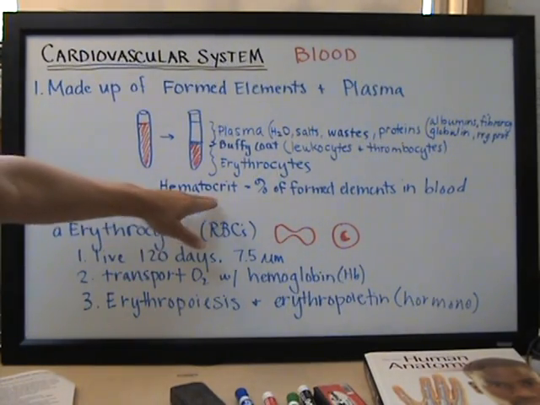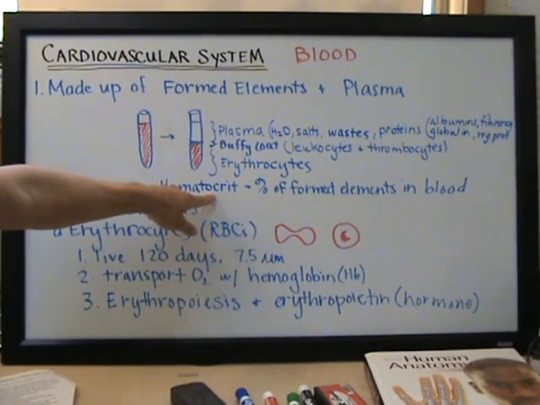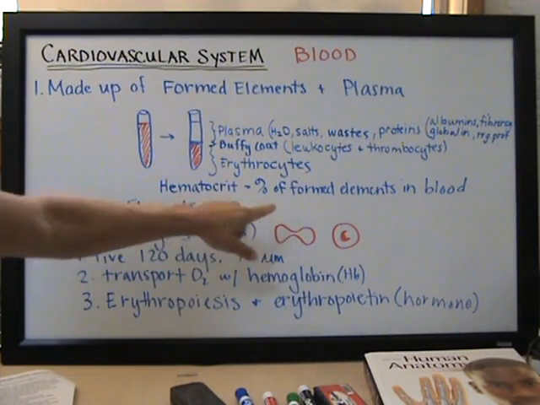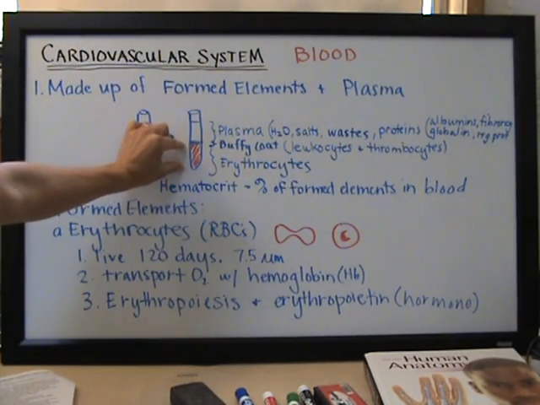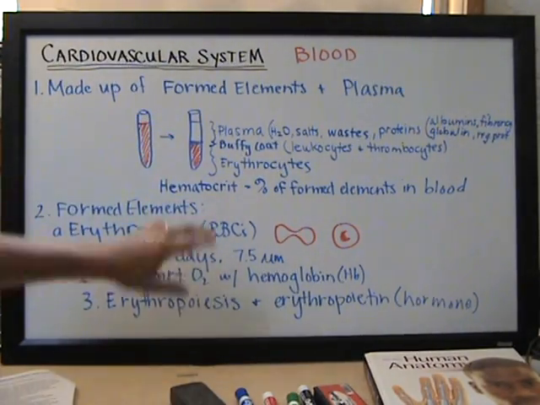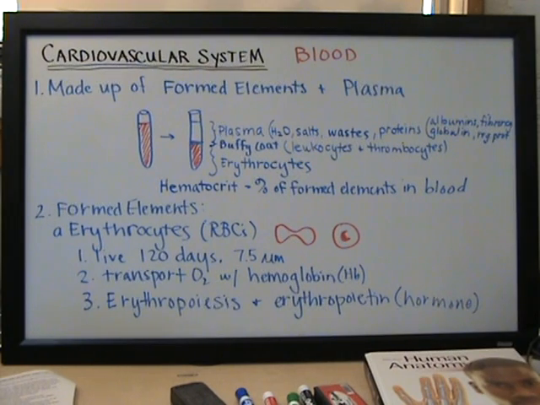Now, when we do this, we can get an important number called the hematocrit, and the hematocrit is just the percentage of formed elements in the blood. So, a normal hematocrit for a person would be somewhere between 45 to 55% of the blood, mainly erythrocytes and the other formed elements.